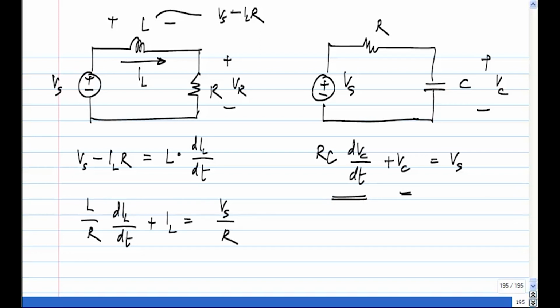Vs by R. Now you can see that the differential equations are exactly the same in the RL circuit and the RC circuit. The coefficients are of course different, they depend on the specific components, but the equations themselves are the same, which means that the solutions will also be the same. Okay. So what I will do is discuss the RC circuit in great detail, and the solutions for the RL circuit can be obtained by comparing the terms to that of the RC circuit.